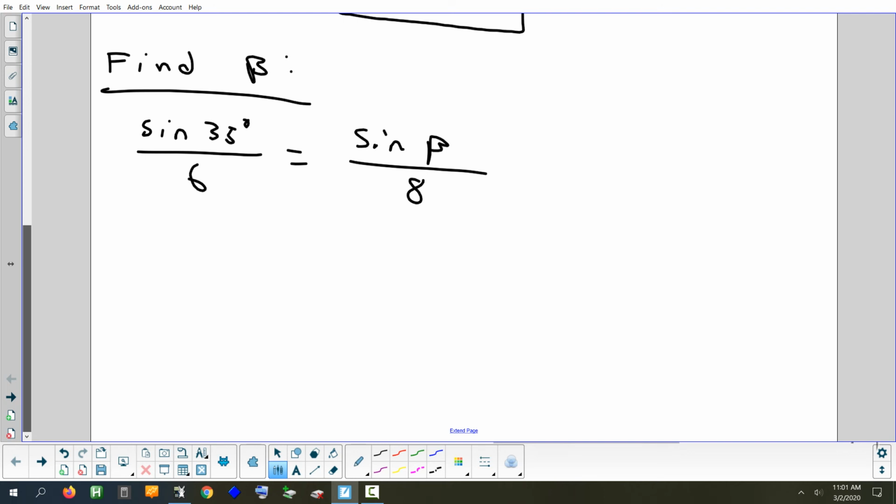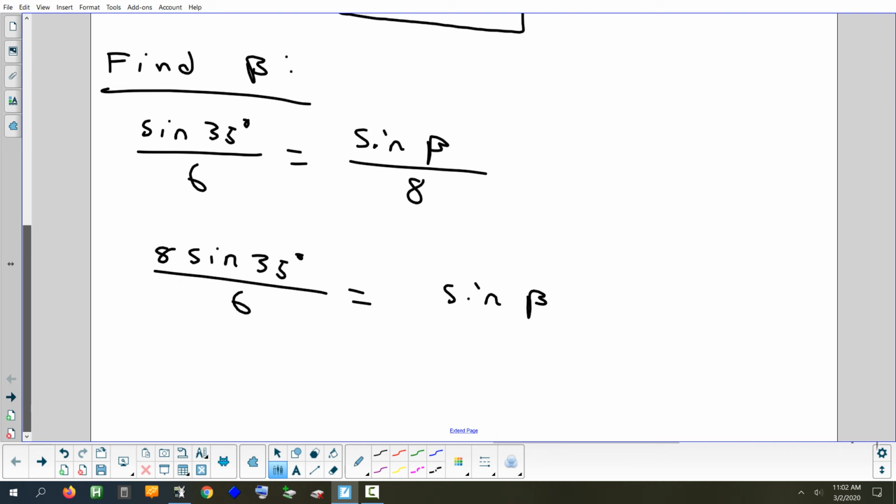Now, normally I would cross multiply, but I just need to multiply both sides by 8, and that'll get sine beta by itself. What could you do on the left side if you wanted? Yeah, reduce. You could reduce 8/6 to 4/3. But we're just going to use a calculator, so it doesn't really matter. Whether you press an 8 and a 6 or a 4 and a 3, doesn't matter.